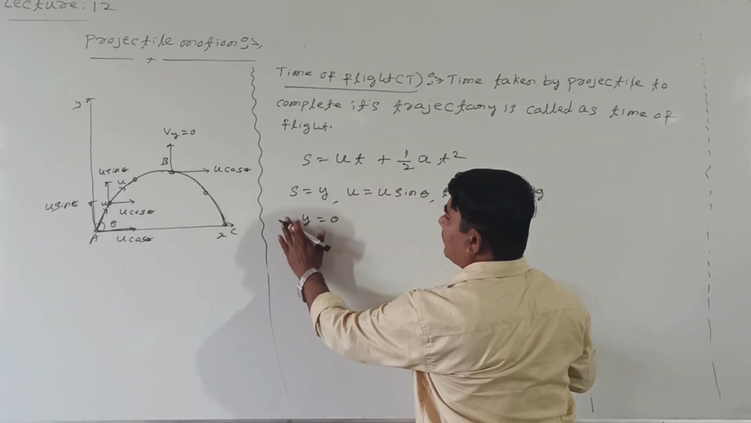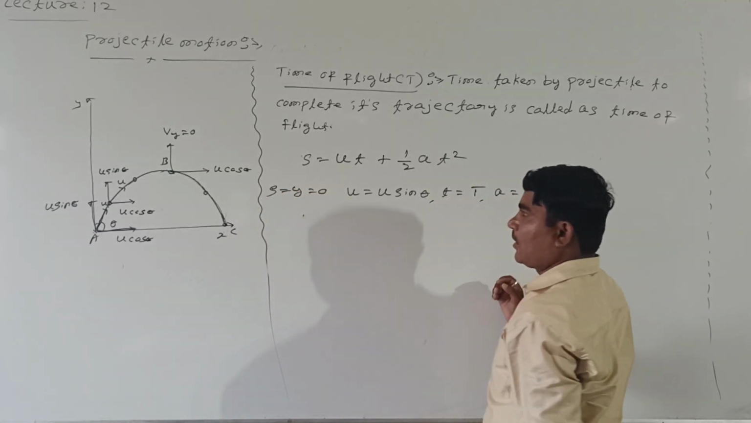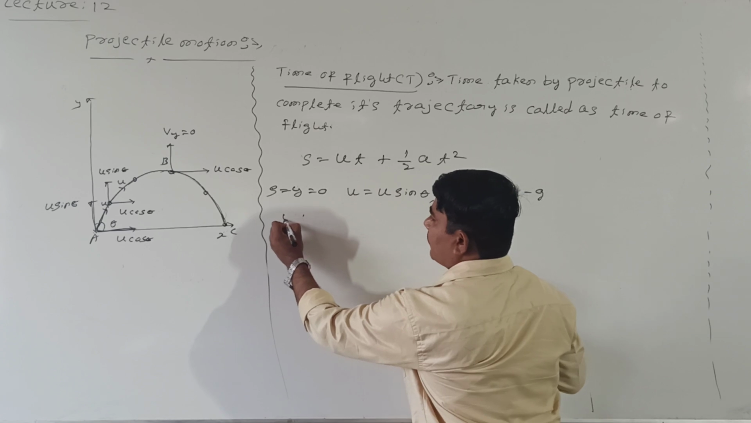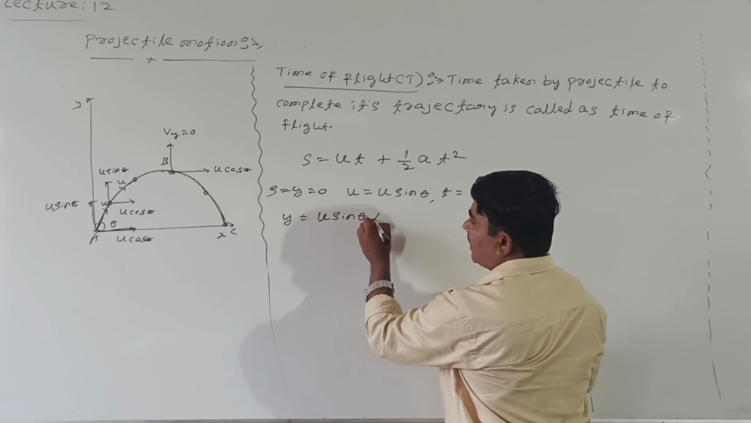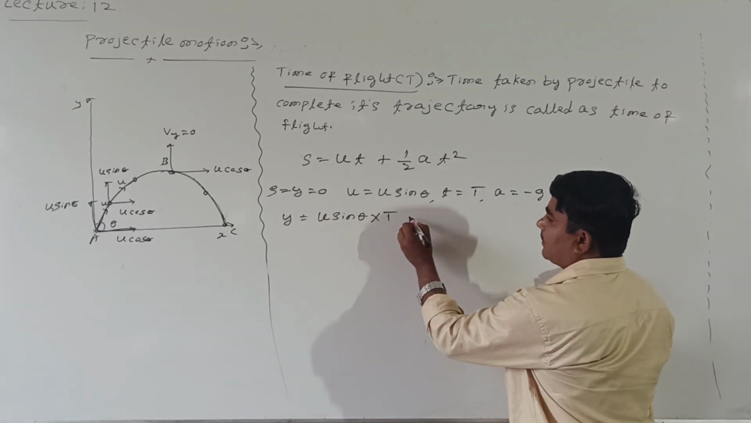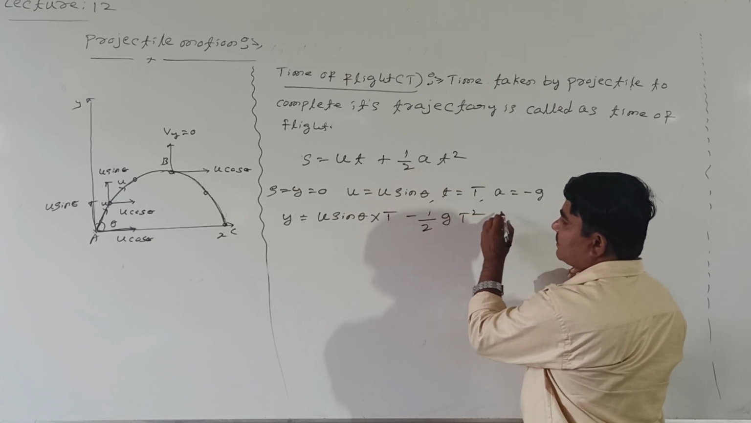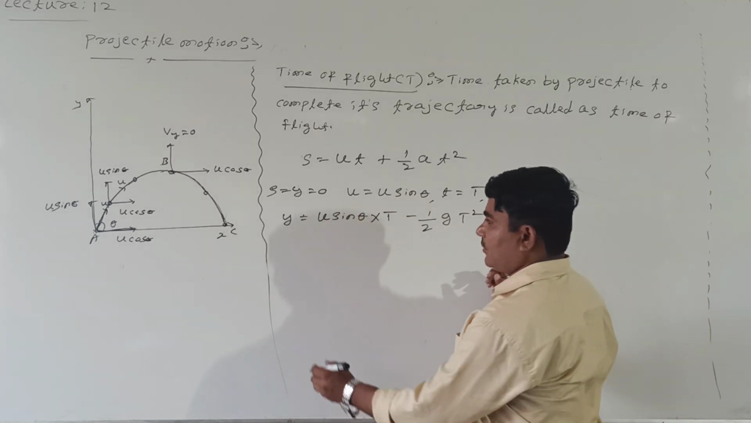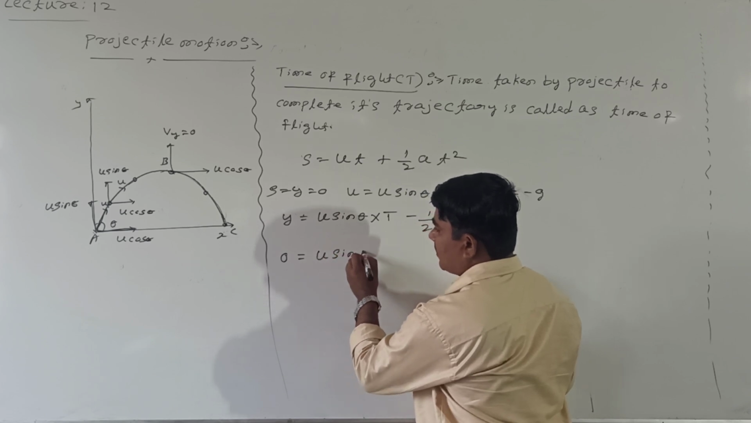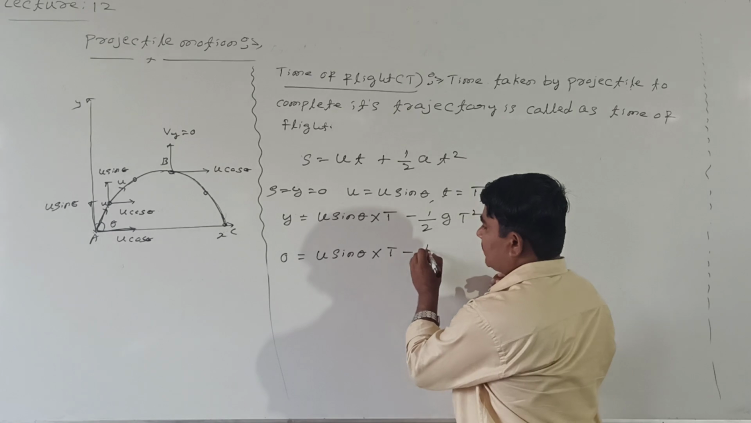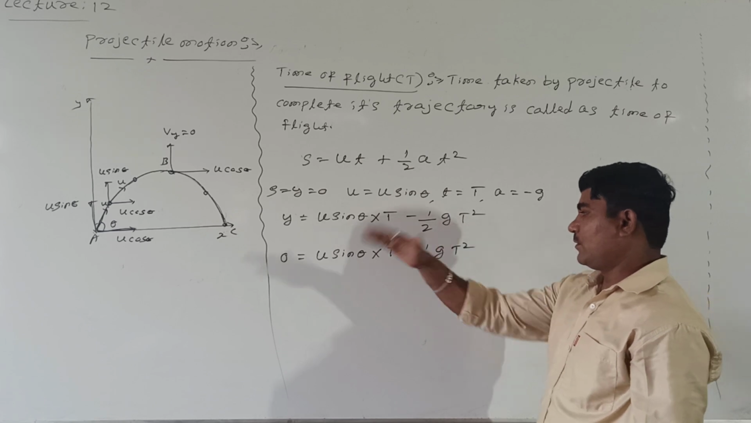Along the vertical direction, if we compare A and C, there is no vertical distance. That's what I will do directly. S equal to y equal to 0. Along vertical direction, put all these values. y equals u replaced by u sin theta, t replaced by capital T, a replaced by minus g. Then minus half g t square. Along vertical direction, displacement is 0. What is remaining then? u sin theta into T minus half g T square.